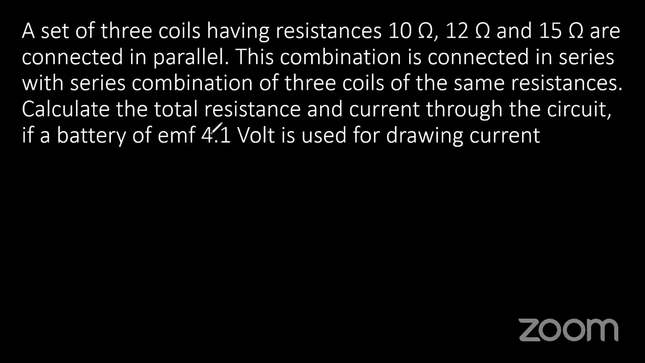What is given in this? A set of 3 coils having the resistance of 10, 12 and 50. I have 3 coils, and what is the resistance of all three? 10 ohm, 12 ohm, 50 ohm respectively, and they are connected in parallel. How are all three connected? Parallel. The combination is connected in series with the series combination of 3 coils of the same resistance. That means first these three coils were connected in parallel, and after that the same coils are connected in series. What do we have to find out for this whole combination? The total resistance and the current.